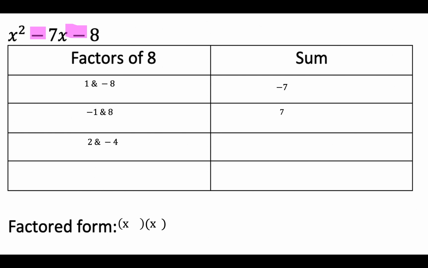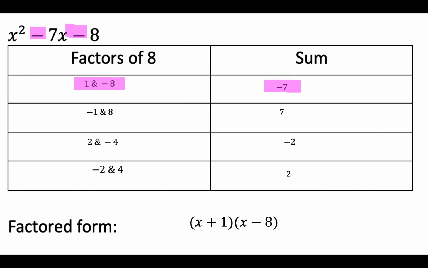2 times negative 4 gives us negative 8, and negative 2 times 4, add them together, gives us positive 2. So now let's take a look at all these factors here. Which one of these gave us negative 7? 1 times negative 8 gave us negative 7. So now we could go ahead and fill in x plus 1 times x minus 8 as our factored form.